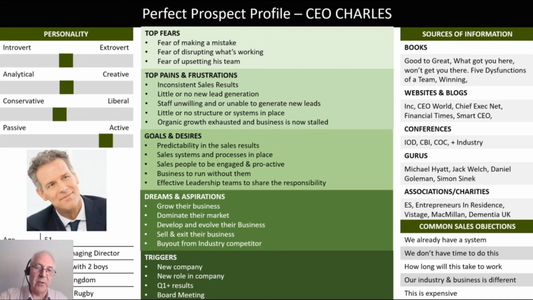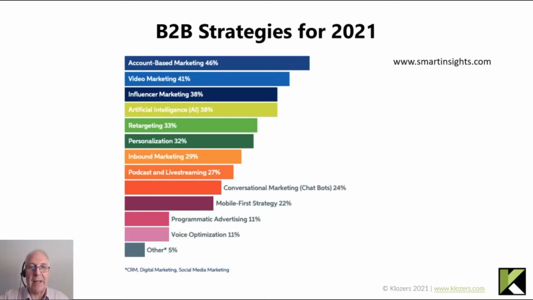So once we've got this and we know who we're targeting, what are the strategies for 2021? The latest from Smart Insights, so this is super up to date: account-based marketing, 46%. Video marketing, influencer marketing.